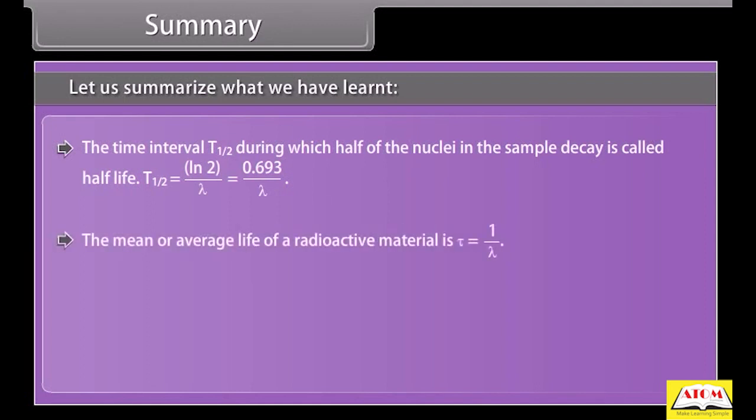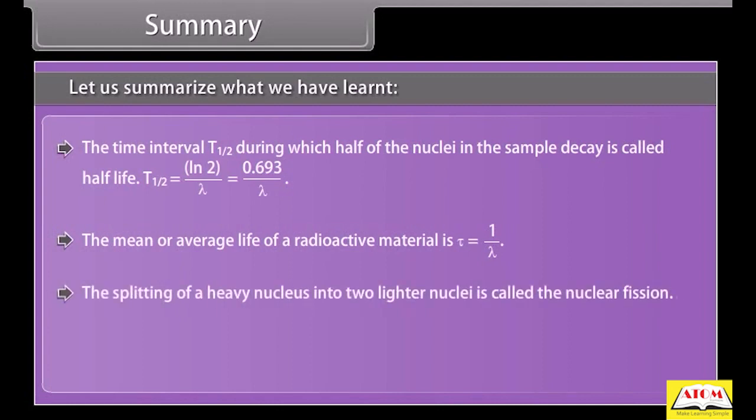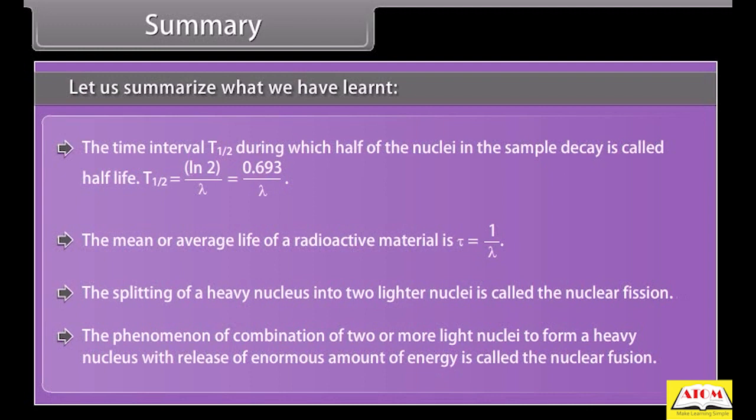The mean or average life of a radioactive material is the average time for which a nucleus remains intact. The splitting of a heavy nucleus into two lighter nuclei is called nuclear fission. The phenomenon of combination of two or more light nuclei to form a heavy nucleus with release of enormous amount of energy is called nuclear fusion.